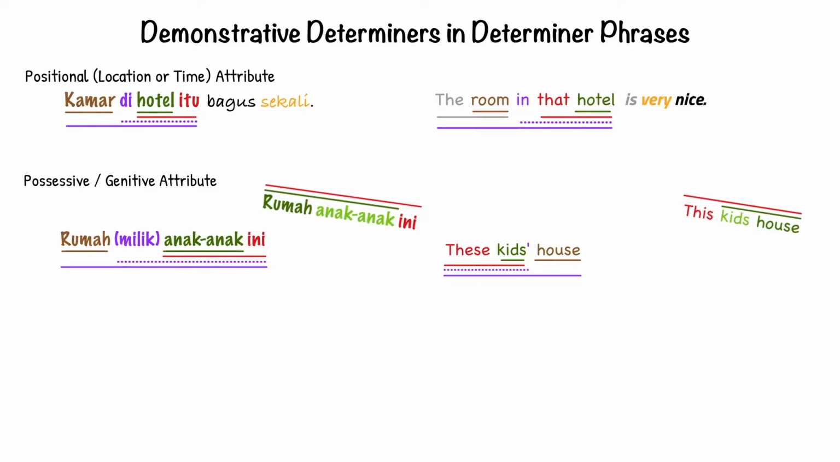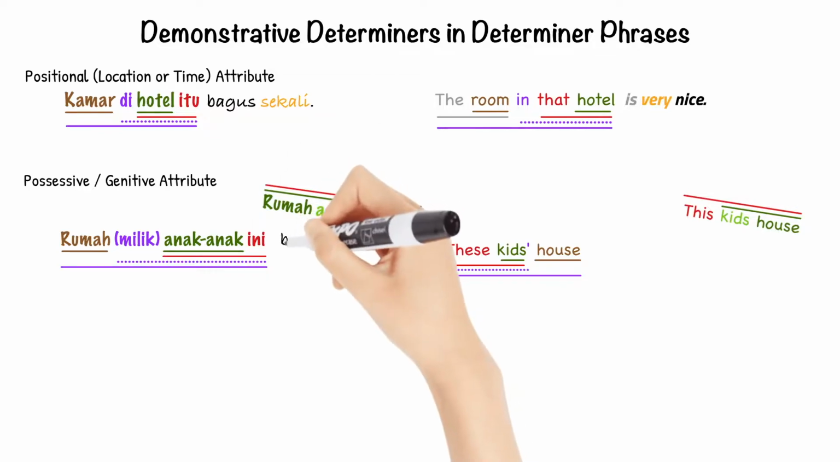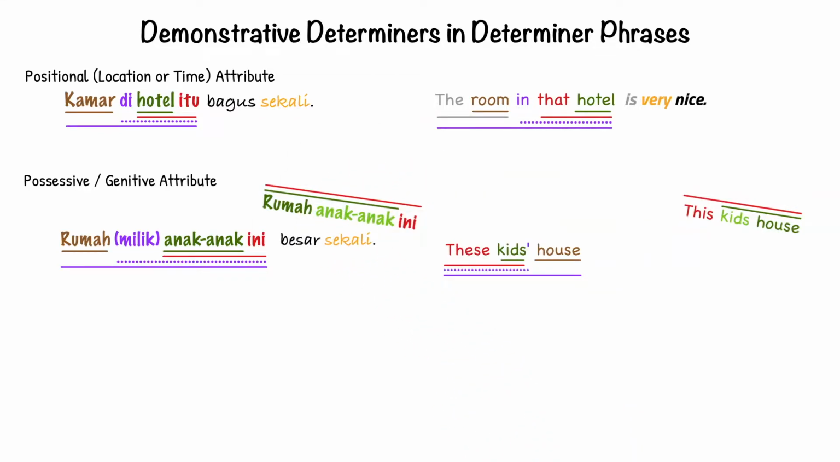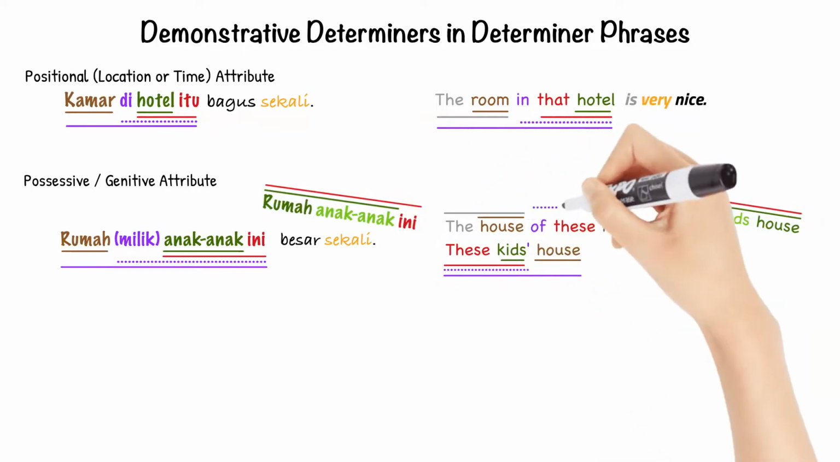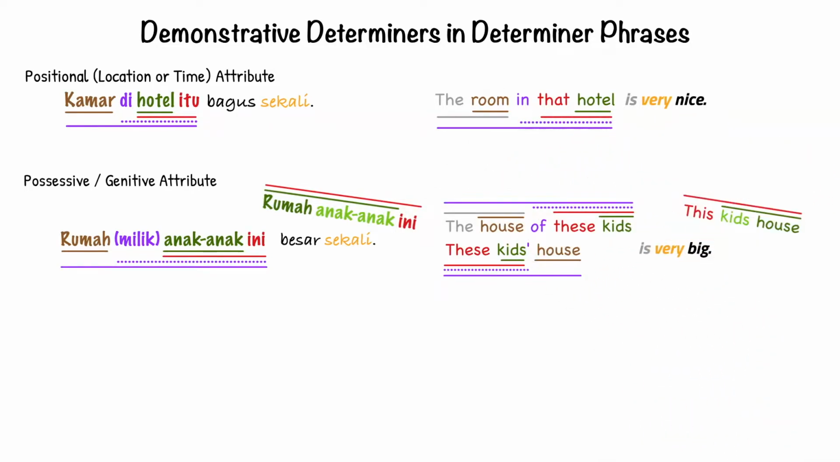In a sentence, rumah milik anak-anak ini besar sekali. This kids' house is very big. The similar English construct to this is by using the genitive attribute, the house of these kids. This order is also similar to the previous example for the positional attribute.